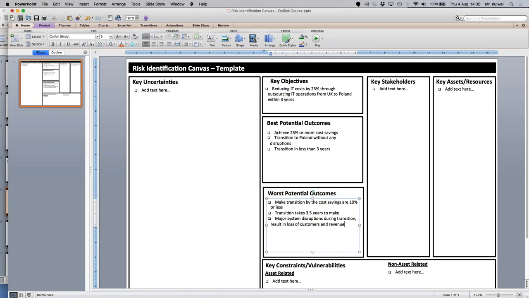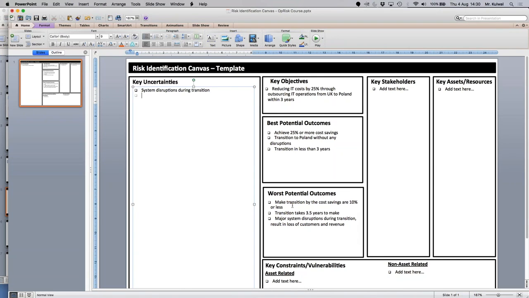Okay, so that helps us identify some of the outcomes we want to avoid. And you can already see here that with these examples we are already identifying some uncertainties. So one of the uncertainties is system disruption during the transition. So as you are going through that thought process, if you come across any uncertainty, then we want to capture that in that key uncertainty column. Okay, so we will say system disruptions during transition.